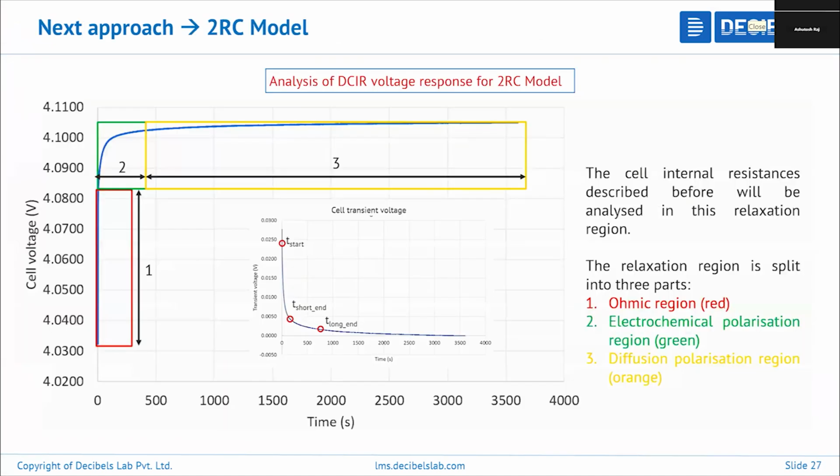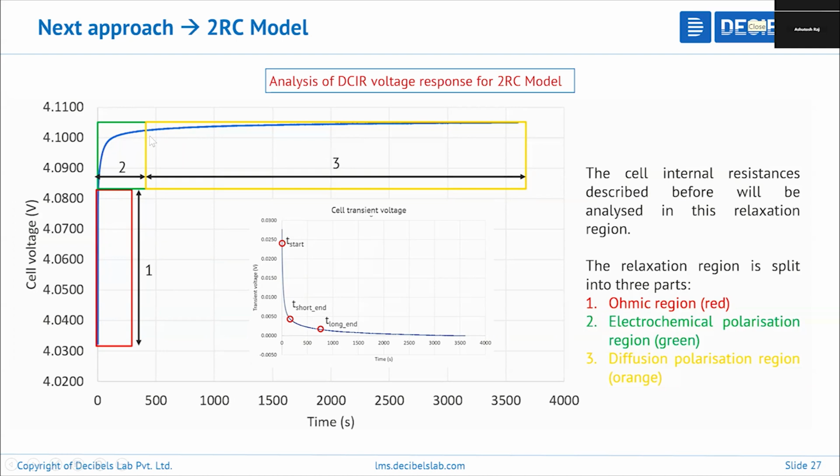So for the next approach, we have checked that it is not fitting very well, so we need to go with 2 RC. With 1 RC, we need to add one another RC branch. Now how will we go through the relaxation regions? Earlier, for the 1 RC model, we extracted the parameters from this region.